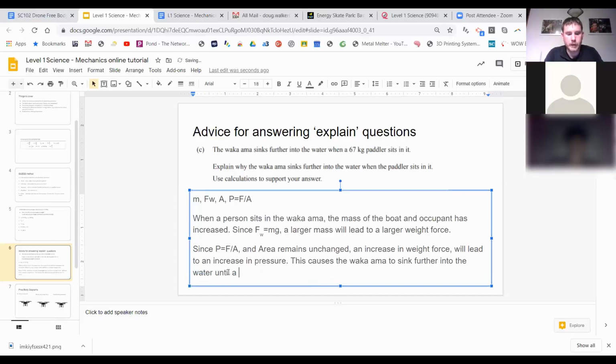Until greater buoyancy force, so that's the upwards acting force on the boat from the water, balances the weight force, I can say that. Okay, any questions around that one?